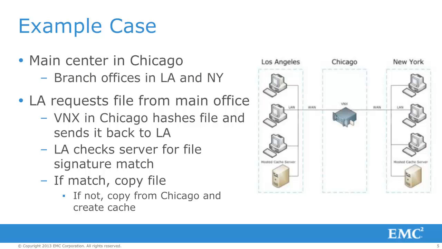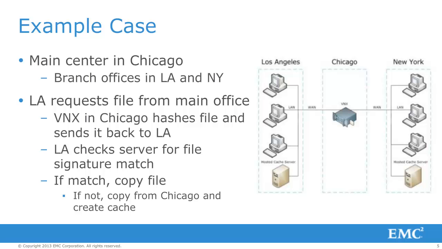For an example case, let's assume there's a main office center in Chicago with two branch offices located in LA and New York. Now suppose the LA branch requests a file from the main office. A few operations will then take place. The VNX in Chicago first hashes the requested file using the SHA-256 algorithm and sends the hash signature to LA.